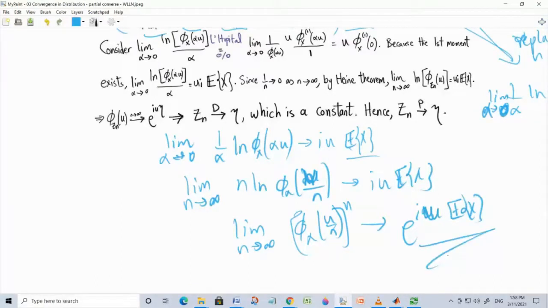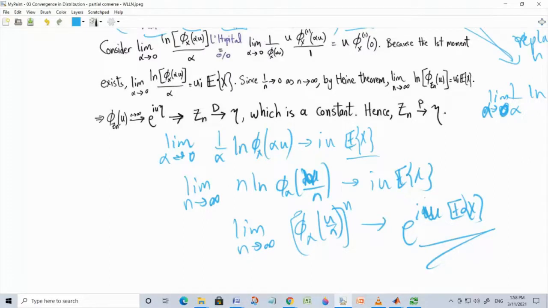What is the random variable whose characteristic function is e to the i u multiplied by a constant? It's a random variable that is constant. Okay, so basically here we have, and note that the function we are talking about is continuous at u equals 0. So Levy's continuity theorem is applicable here, right?